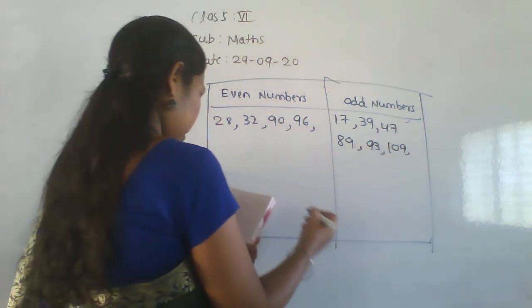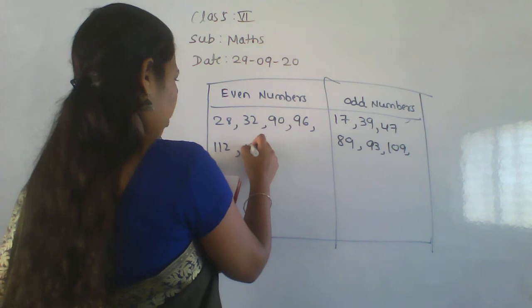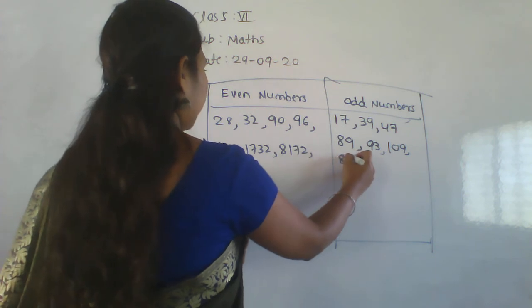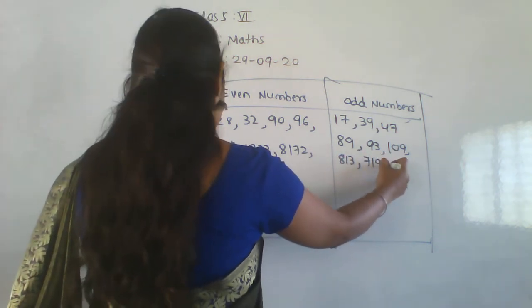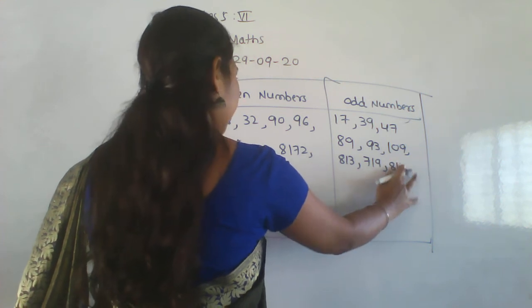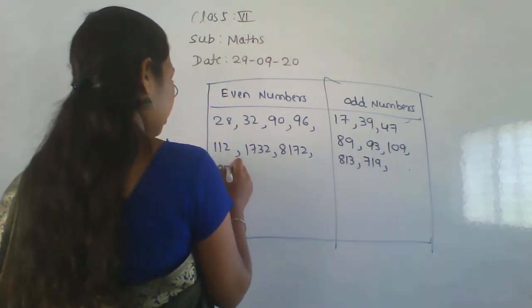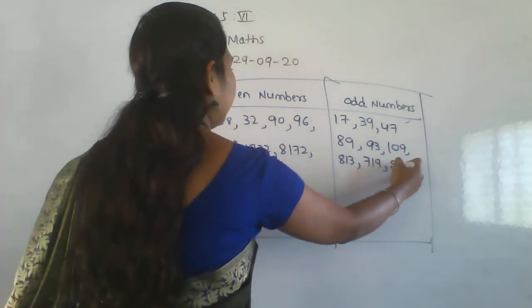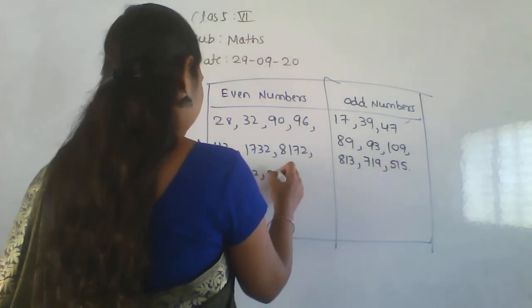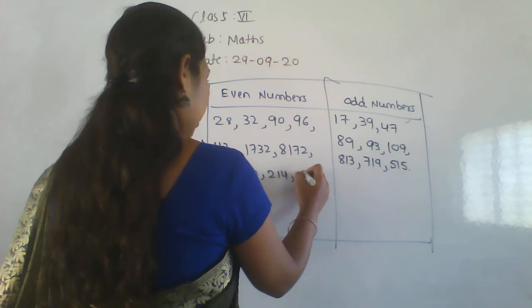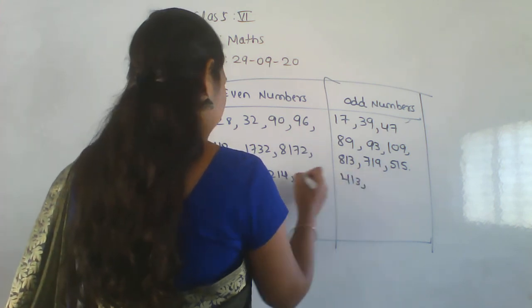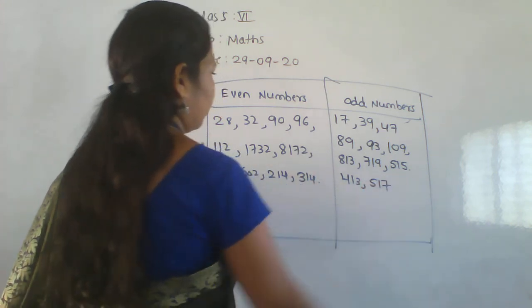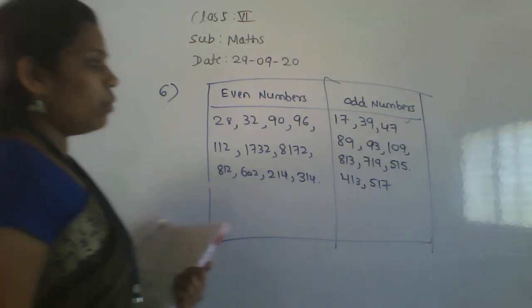109 here. Next 112 here. 1732 here. 8172 here. 813 here. 719 here. Sorry, 812 here. 602 here. 515 here. 214 here. 413 here. 314 here. Next 517. So these are the even numbers, and here the odd numbers.